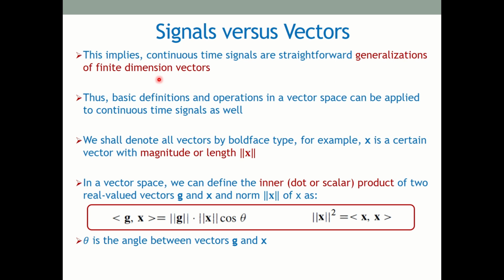So from this discussion, we now can see that continuous time signals and vectors can be related by choosing an appropriate number of samples. So the basic discussions and operations in a vector space can be applied to continuous time signals as well. This is the implication: the operators that we apply for vectors can also be applied for continuous time signals.